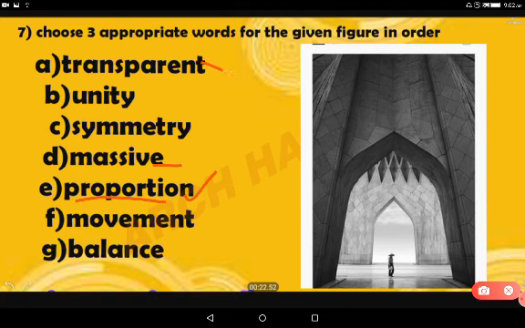It's not transparent. Yes, there is a unity. There will be a symmetry if this man is not there. This guy removes all the symmetry. Okay, and there is a balance, no movement. So the thing we can say is, first one is balance, then proportion, and then unity. Okay.